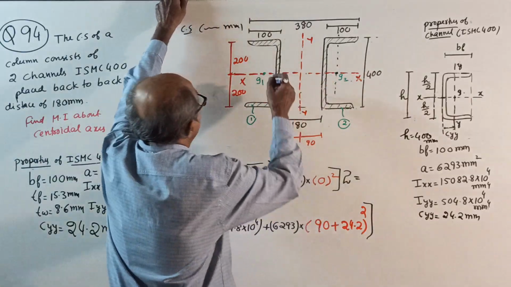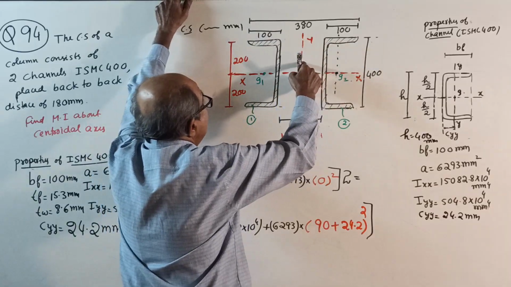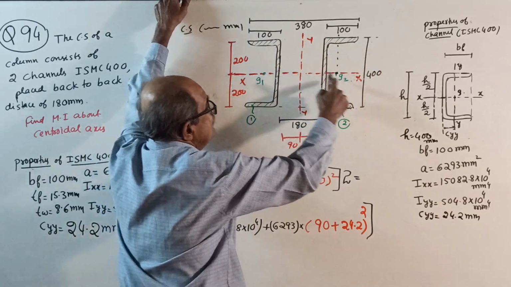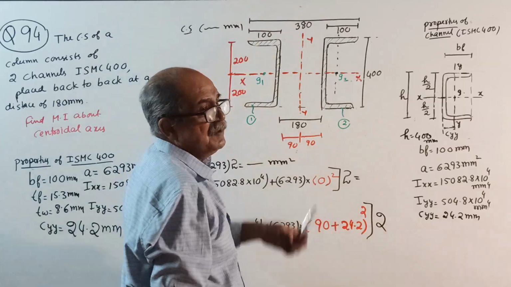Identical here, once again same I, same area, same square. This distance plus this distance is this distance. So multiplied by 2, you get I about Y.